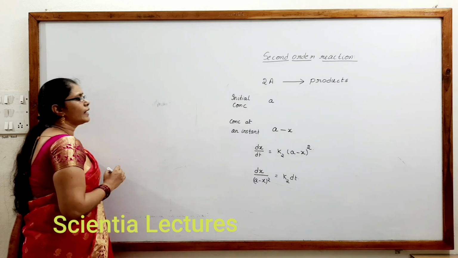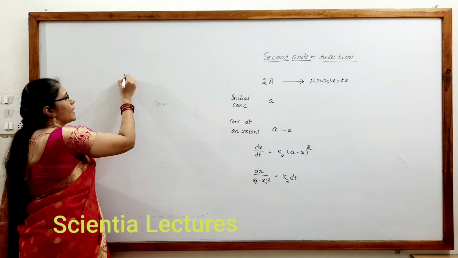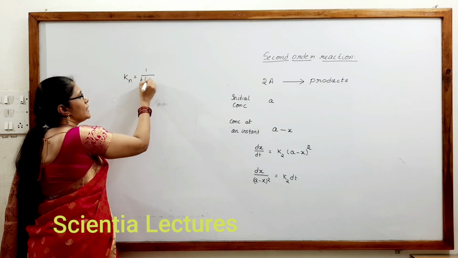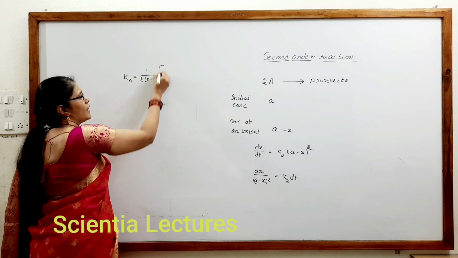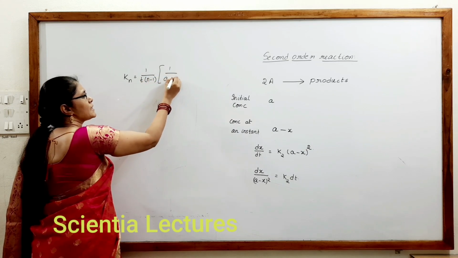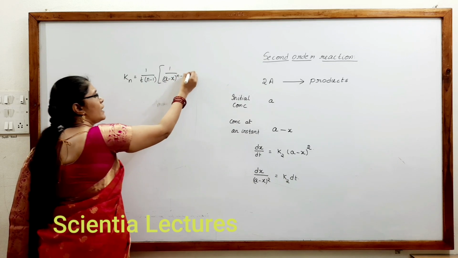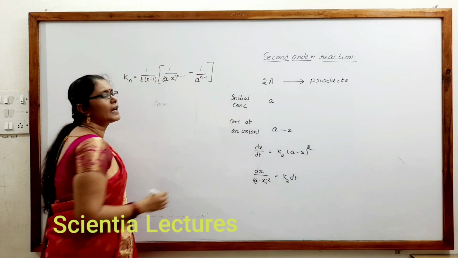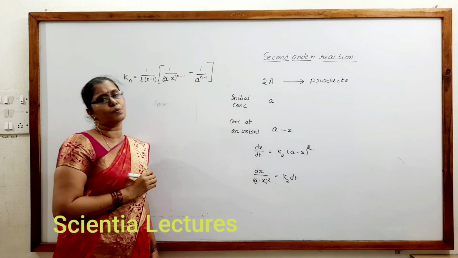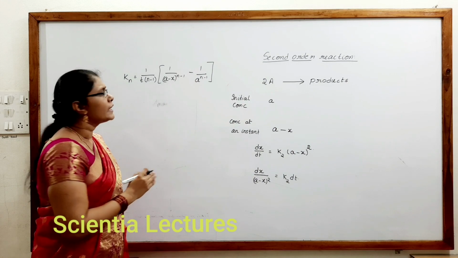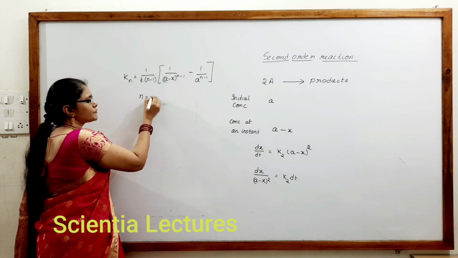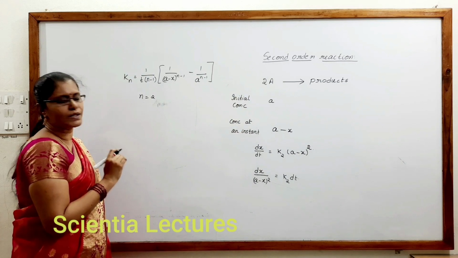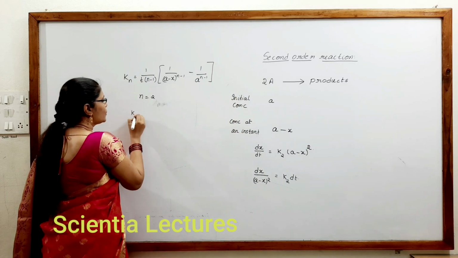What is the nth order rate equation? Do you remember that? Kn, the rate constant of nth order, is equal to 1 by t into (n minus 1) into [1 by (A minus X) to the power of n minus 1 minus 1 by A to the power of n minus 1]. Do you remember that we have derived this in the previous modules itself? Now in this, if you keep n equal to 2, you will get the rate equation of this kind of second order reactions.